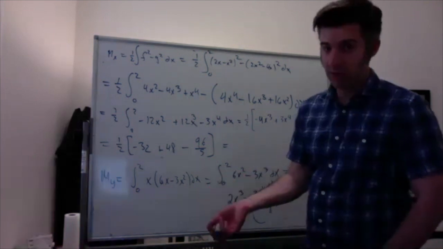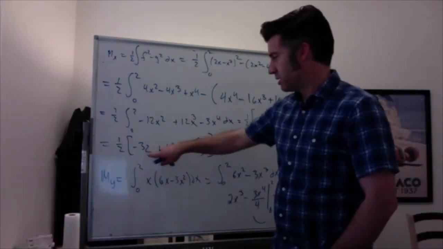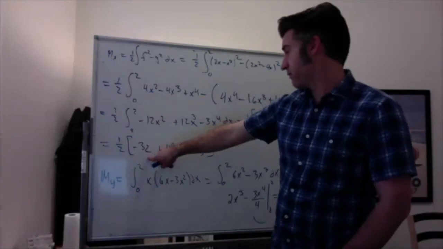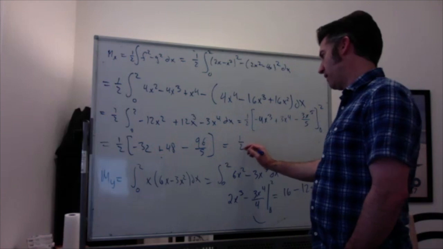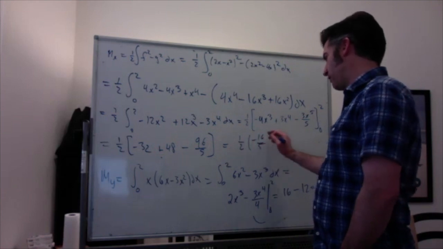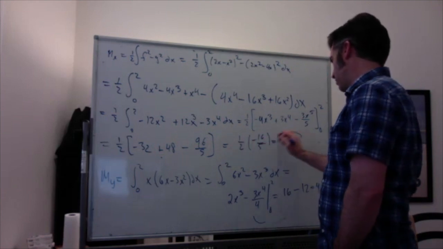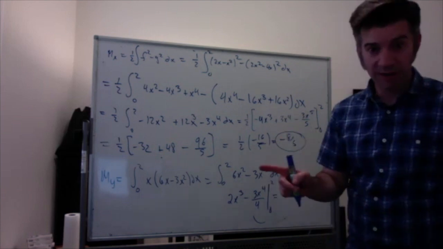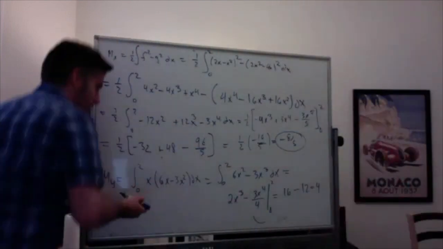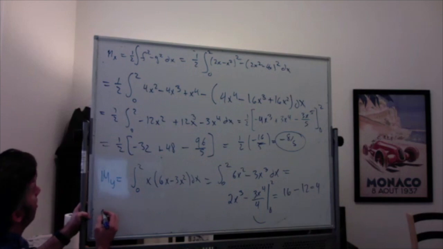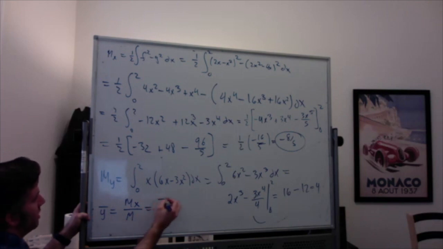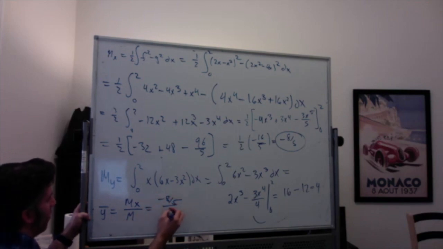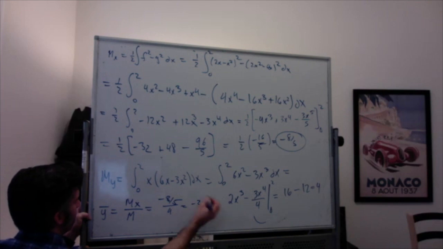And that's a number. Okay, fine. 16 is 80 over 5. So I've got 80 over 5 minus 96 over 5. So I've got 1/2 of -16 over 5, which is -8 over 5. That's your moment. And so then your y bar coordinate is your moment around the x-axis divided by your mass, which is -8/5 over 4, which is -2/5.